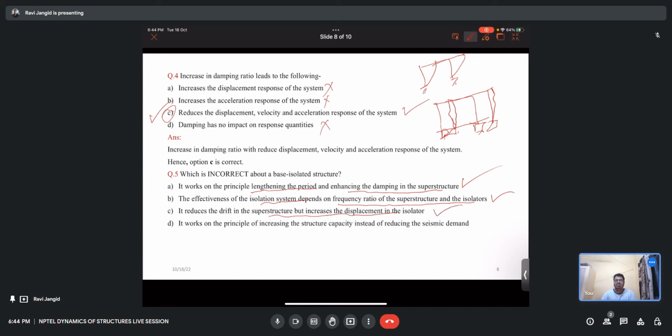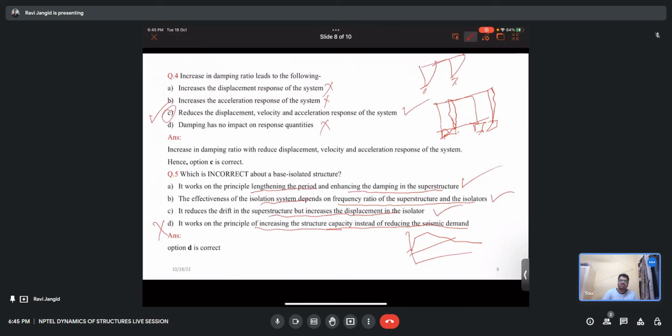That is correct. Fourth: it works on the principle of increasing the structure capacity instead of reducing the seismic demand. No, with the isolator we increase the time period of the structure, and with increasing time period our seismic demand will reduce. So it works on reducing the seismic demand, not increasing the capacity of the structure. So this is wrong, it doesn't depend on the capacity. So option D is correct.